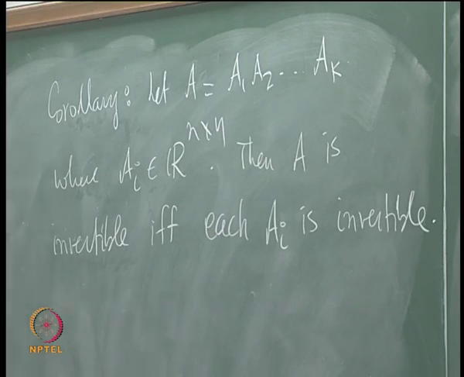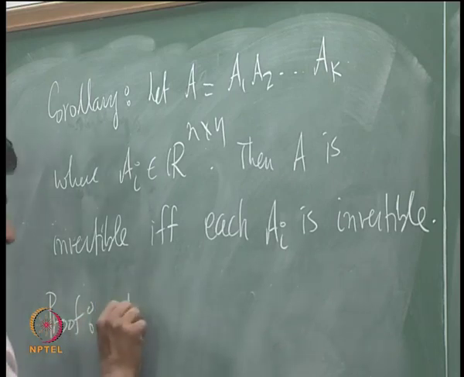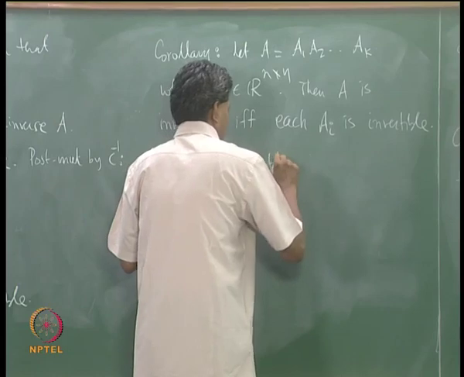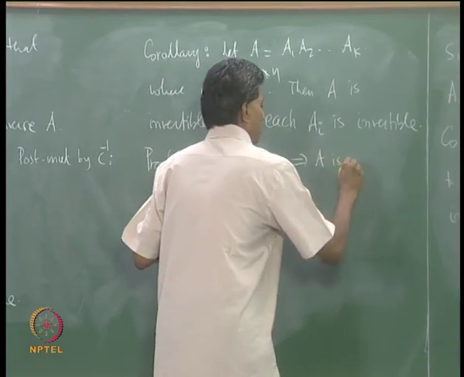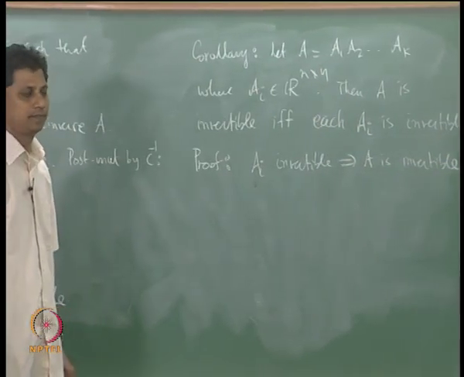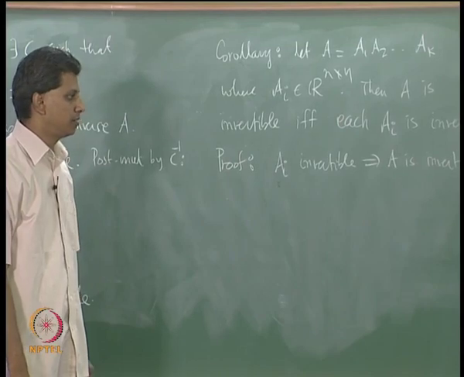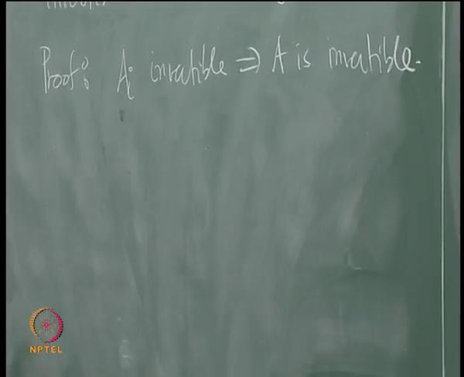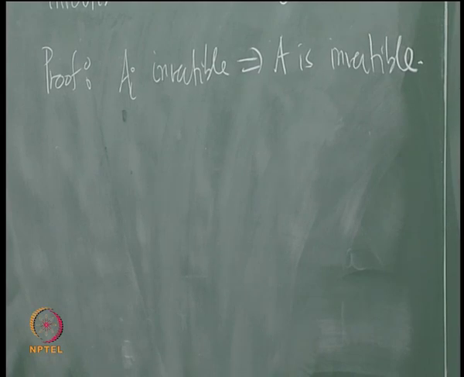This again follows from what we have discussed earlier. One way is easy anyway. If each Ai is invertible, then the product is invertible, so A is invertible. So let me just write in shorthand notation, Ai invertible implies A is invertible. This is done. If each factor is invertible, then the entire product is invertible. Conversely, we must show that if A is invertible, then each factor is invertible. This we have not seen before.